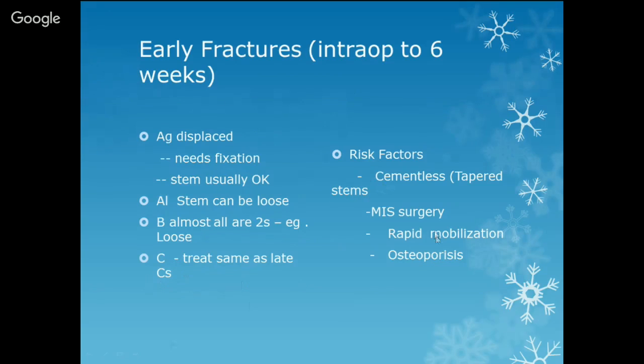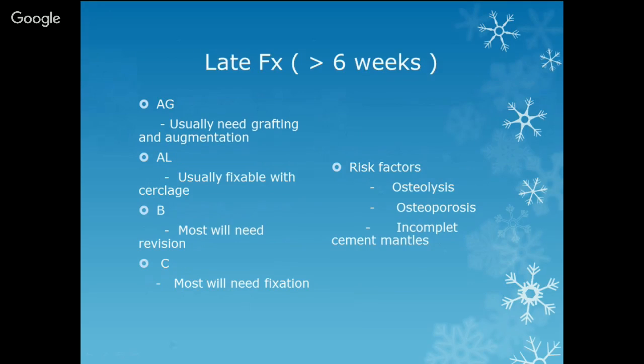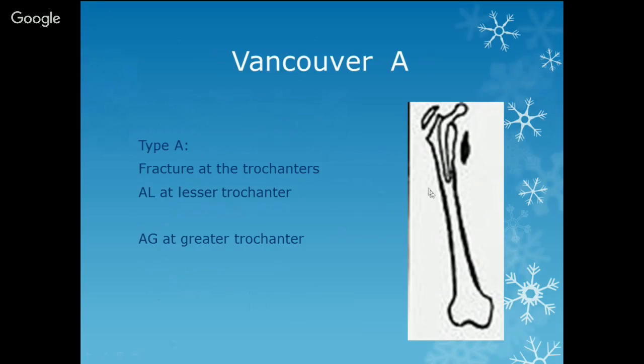What are the risk factors? Cementless, tapered stem, minimal rapid mobilization, and osteoporosis. If the fracture is more than 6 weeks old, it usually needs grafting and augmentation. And if it is over the lesser trochanter, it is usually fixed with an encircling wire as well. Most B fractures need revision, and most type C fractures will need fixation. Here the risk factors are osteolysis, osteoporosis, and incomplete cement mantles. So this is a Vancouver type A.